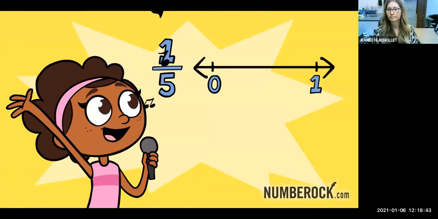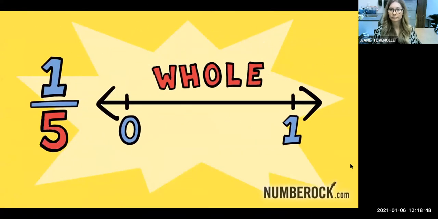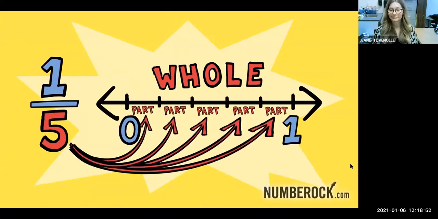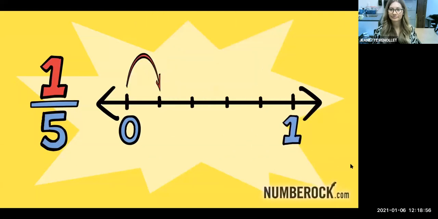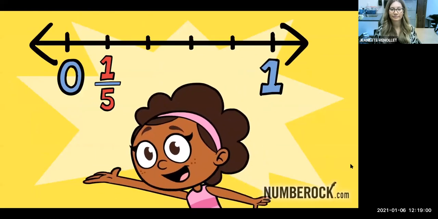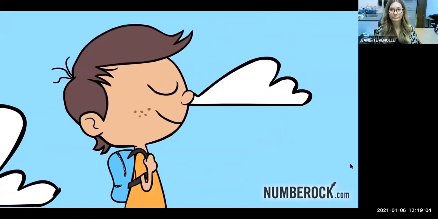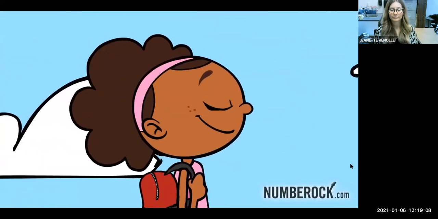0 to 1 is the whole that we split apart. The denominator tells us into how many parts. Make a line that starts from 0 to the first mark, and 1/5 is what you'll find when you get that far.